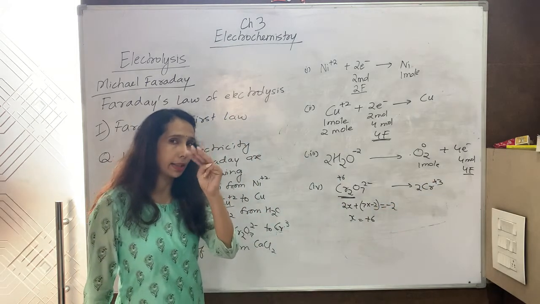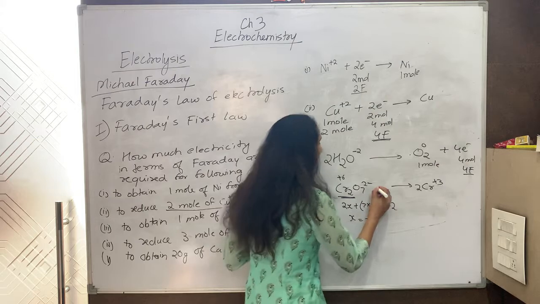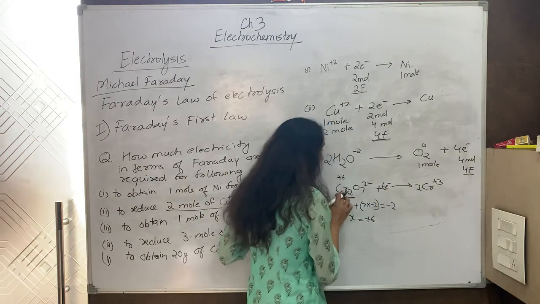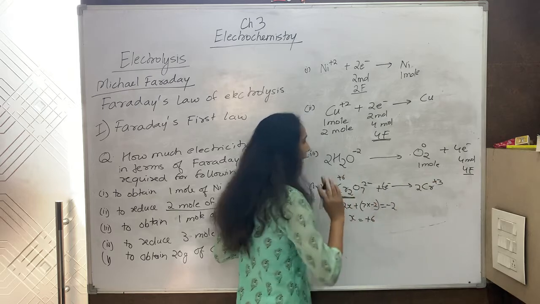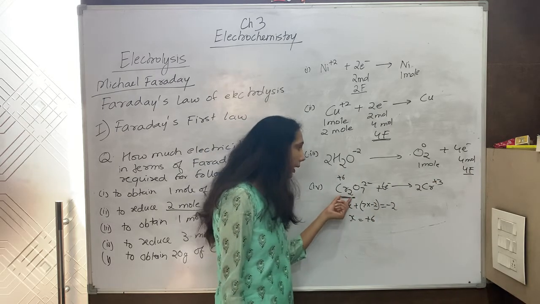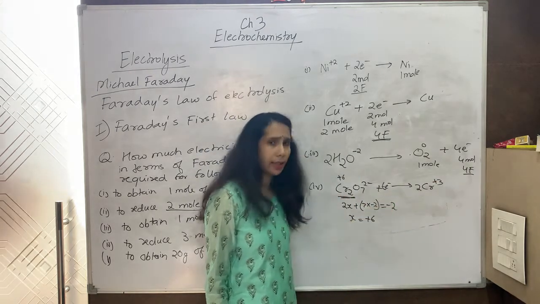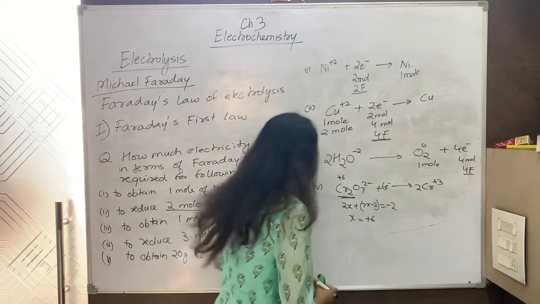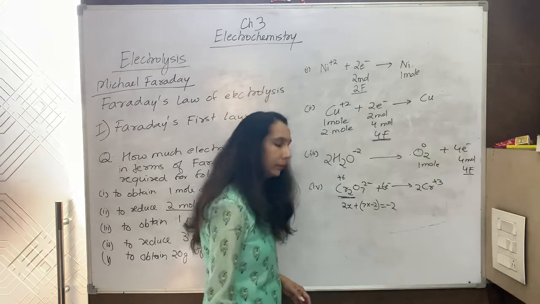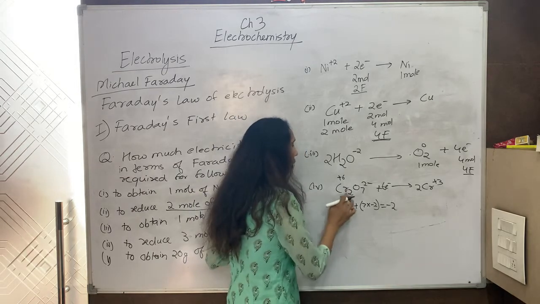3 electrons it is adding. But 2 chromiums are there, so 6 electrons. For 1 chromium, plus 6 to plus 3, 3 electrons. But how many chromiums are there? 2? 6 electrons. Now, we can just see here, how many moles of Cr2O7 are there?